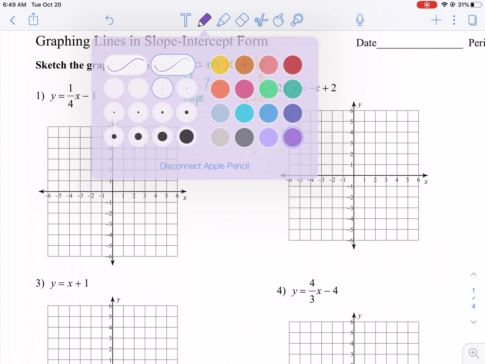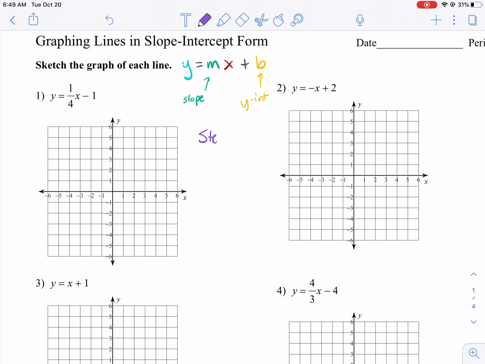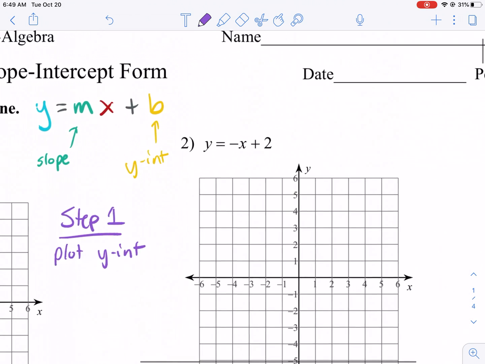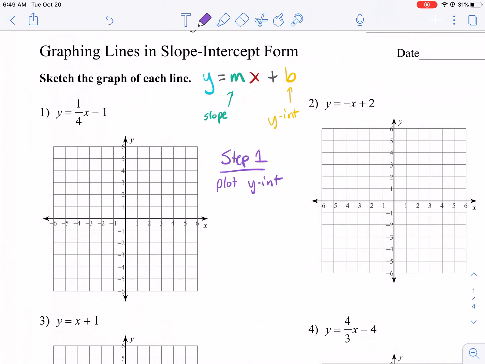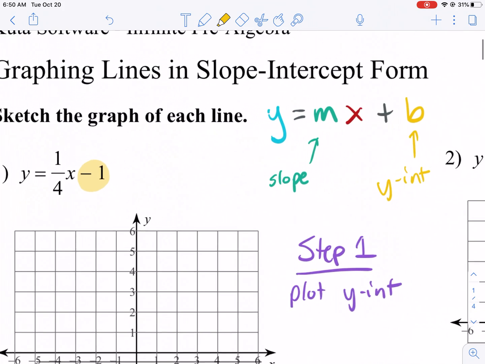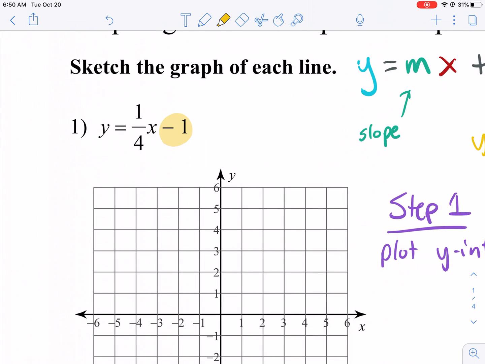The step process to graphing. Step 1 is we are going to plot the y-intercept. First we have to identify these pieces. We need to identify our slope and our y-intercept. So I guess it's kind of like a step 0, but I'm not going to write it down. You need to be able to identify it. So it's not just 1, it is -1. You always want to include the sign in front. This is our y-intercept. And then the value in front of x is our slope. That's always going to be our slope.